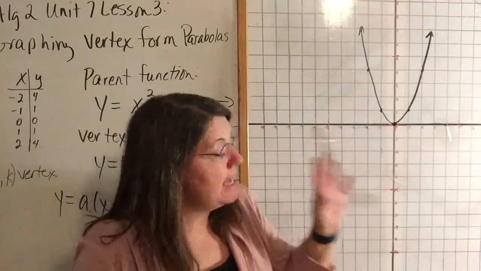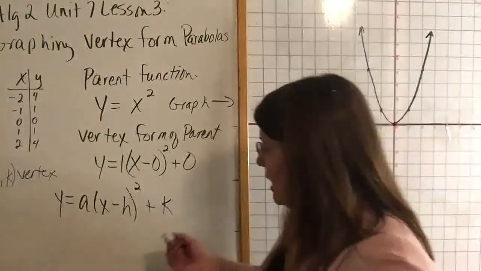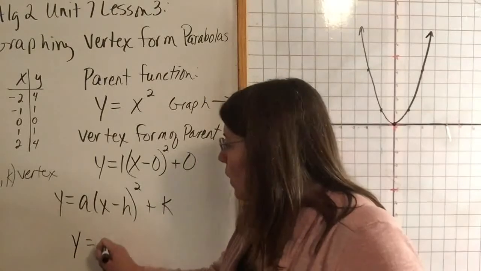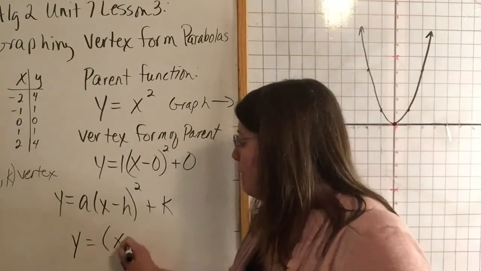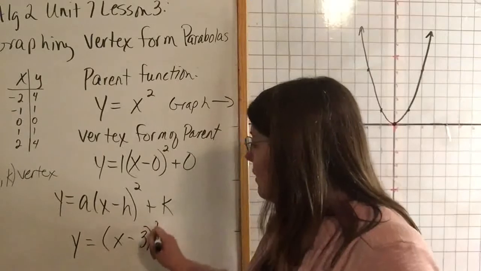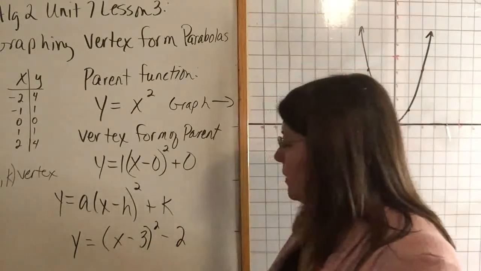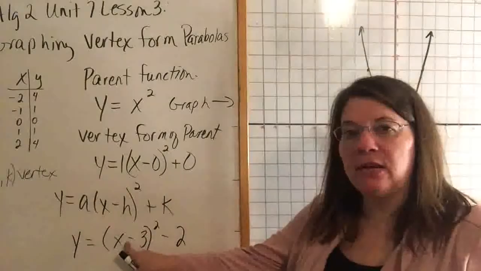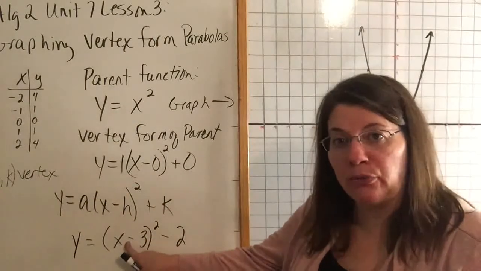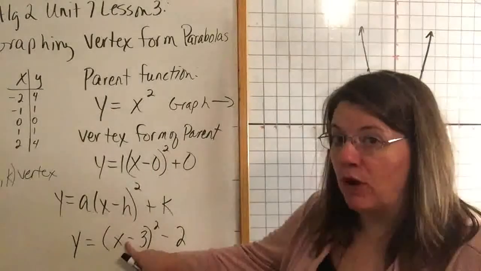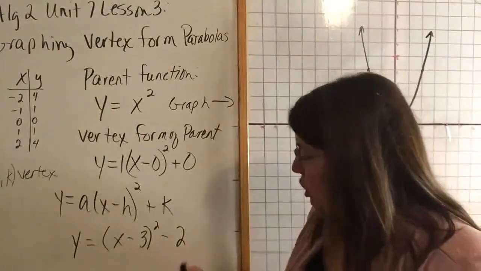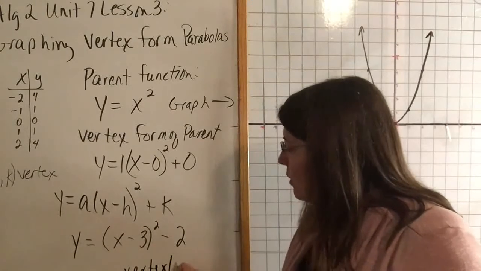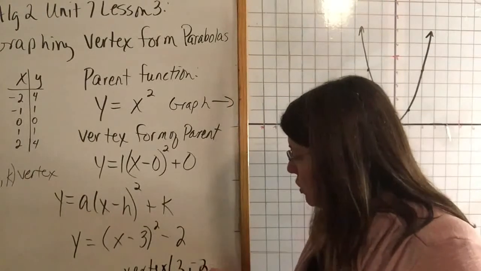Okay, so now, if I were to give you something in vertex form, like y equals 1 times x minus 3 squared minus 2. Well, if you look at that, in this one, this minus sign tells me we're moving right 3 from the origin, right 3 and down 2. So my vertex is 3, negative 2.